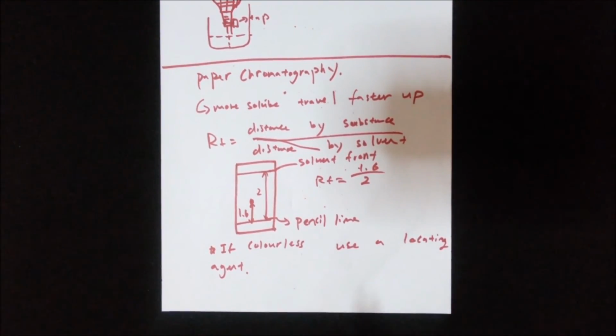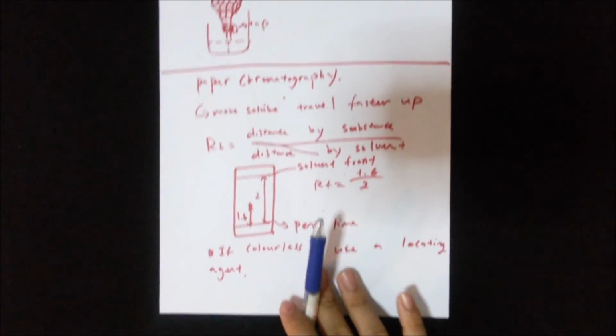Also bear in mind that there is a chance that the dye might be colorless, and if that happens, we need to use an indicating agent. So with that, we have come to the end of our chapter 2.